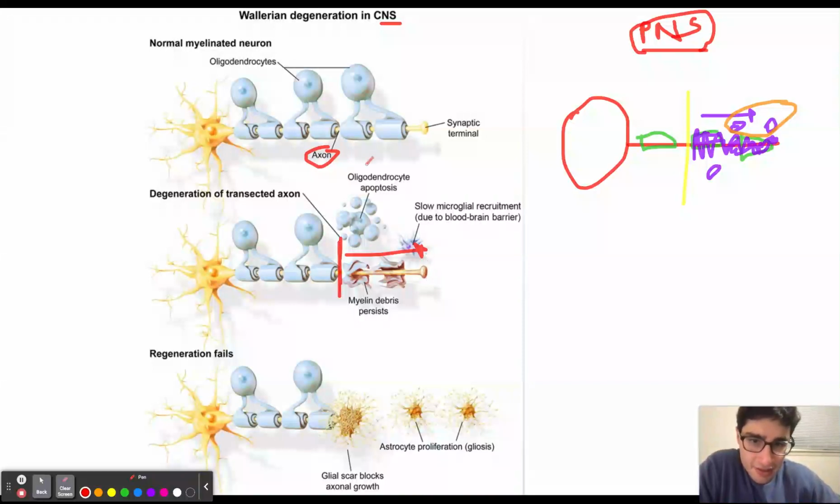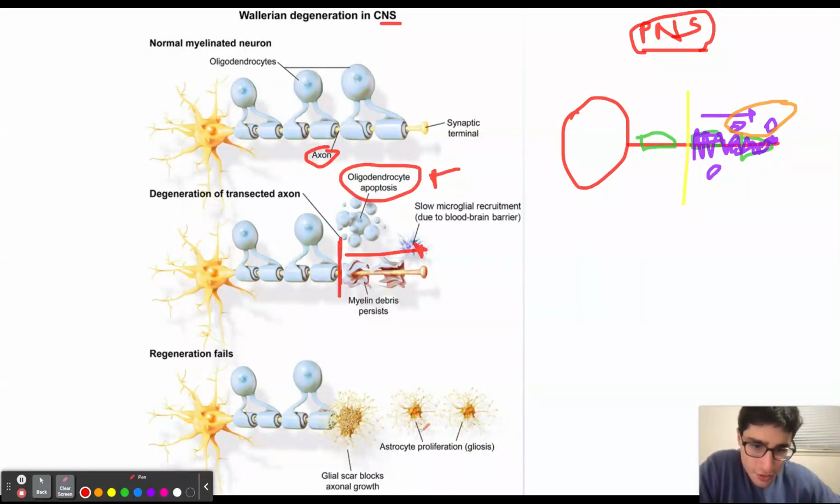The second reason is we have apoptosis and inactivation of oligodendrocytes. Oligodendrocytes are going to be the cells that make myelin in the central nervous system, and if we have apoptosis of these cells, then we're not going to be able to regenerate new axons and myelin.